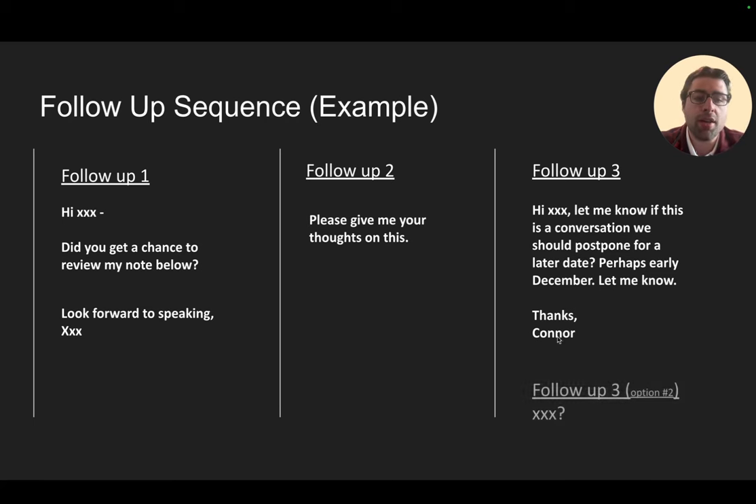Then the third one, there's a couple options. One is a breakup style email where you say, hey, because you've already been pretty pushy up to this point, let me know if this is a conversation we should postpone for a later date, perhaps early December, like name some time. So you're still kind of assuming this meeting is going to happen. Let me know. Thanks, Connor. Or another one I've tested that also kind of is a pattern interrupt, gets people to respond, is just to say their name, like Connor, John, Elizabeth, and then they're going to see all these.